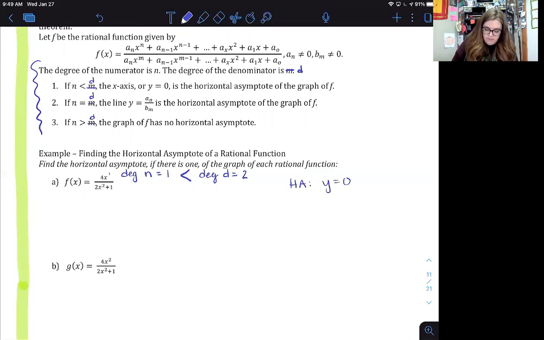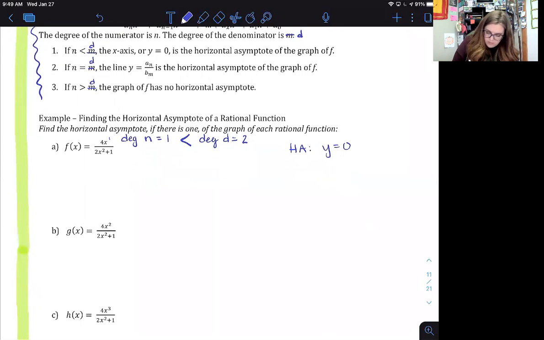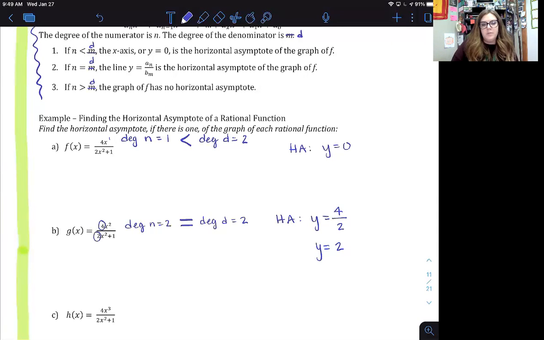Looking at B, same thing. We're looking at the degree of our numerator, which is 2, and the degree of our denominator, which is also 2. Since these are equal, for our horizontal asymptote we look at our leading coefficients. The leading coefficient of our numerator is 4, divided by the leading coefficient of our denominator, which is 2. And 4 divided by 2 gives us the asymptote y equals 2.